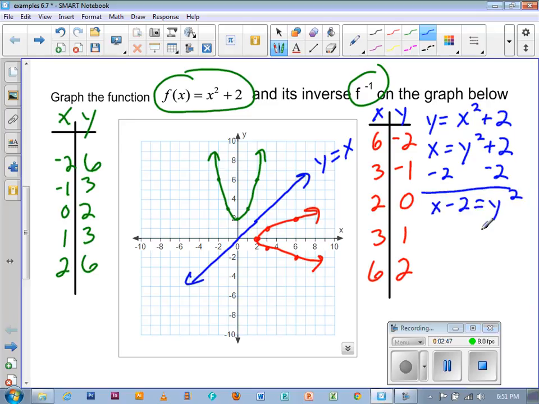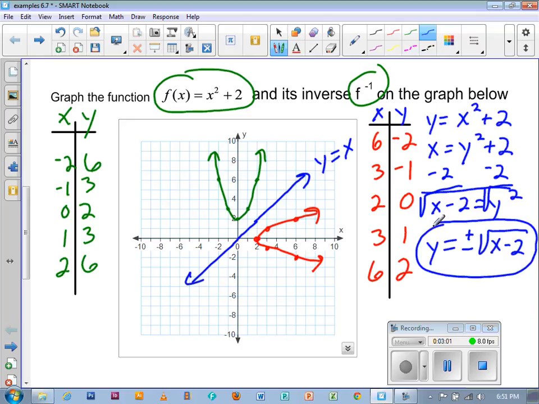And then to eliminate the exponent of 2, we square root both sides. So y becomes, now we do generate 2 answers here, plus or minus the square root of x minus 2. That is the inverse equation that's listed in blue.